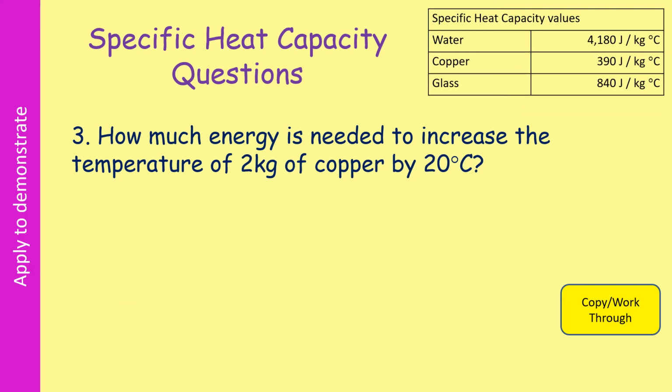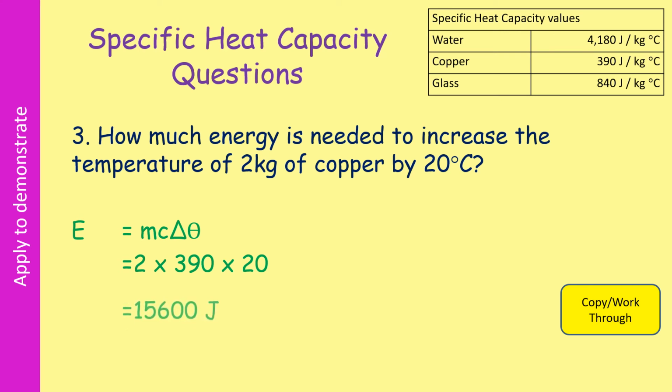Part 3. How much energy is needed to increase the temperature of 2 kilograms of copper by 20 degrees centigrade? So again, let's write our equation in. E equals mc delta theta. This time the mass is 2 kilograms. C, the specific heat capacity of copper, is given to you in the table, 390. And the temperature change this time is 20 degrees. So if you substitute all three of those figures in, you get an answer of 15,600 joules.